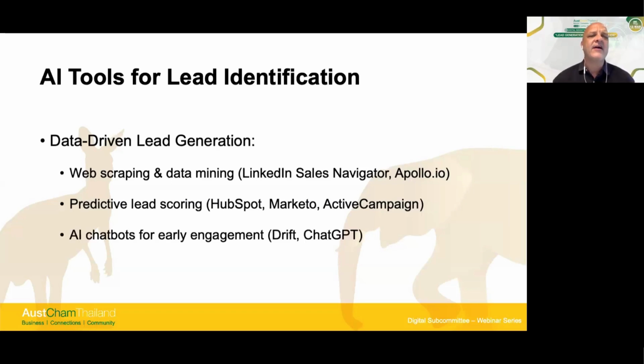And then we have things like AI chatbots for early engagement, things like Drift or ChatGPT. These can engage website visitors for you automatically, can capture their details, and can also help qualify the leads and answer questions.